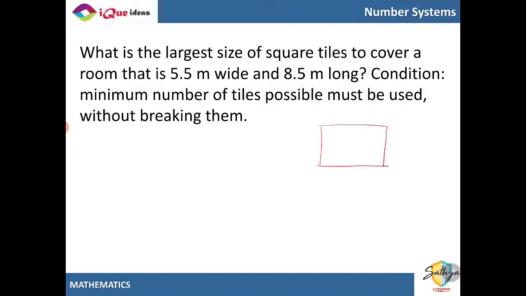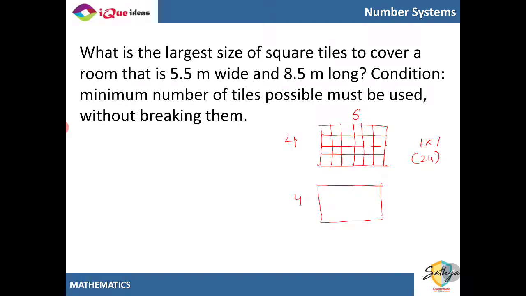Supposing I have a room of dimensions 4 by 6. Now, if I want to completely cover it with square tiles, I can use tiles which are of dimension 1 by 1. So, if I've covered this room with tiles of dimension 1 by 1, then the total number of tiles which I require is 24, right? However, I can also cover the same room of dimensions 4 by 6 by using tiles of dimension 2 by 2, right? I can use 2 by 2 square tiles and then the total number of tiles which I'll require is only 6. So, the larger the size of the tile, the lesser the number of tiles.